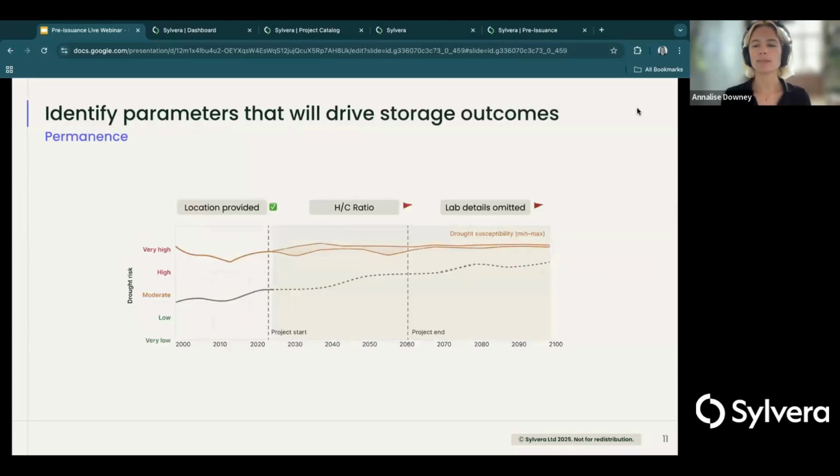Moving to think about a biochar project, thinking about permanence, you can see the selection of different H/C ratios, the details of the lab protocol for the testing, whether the location of the soil application has been provided, as well as an understanding of what natural hazards may drive decay over time.